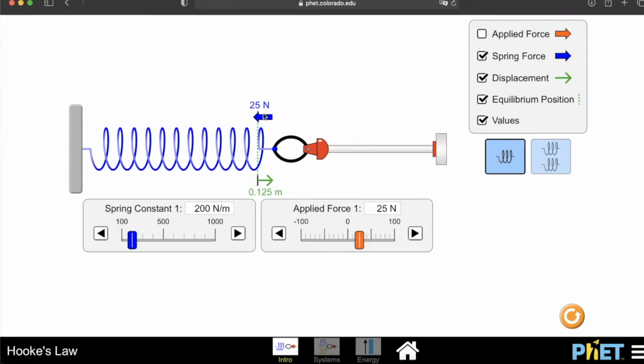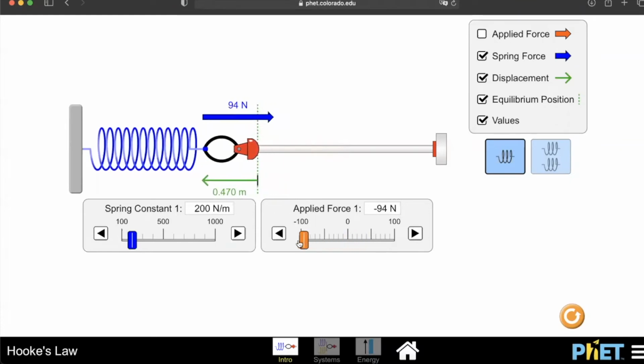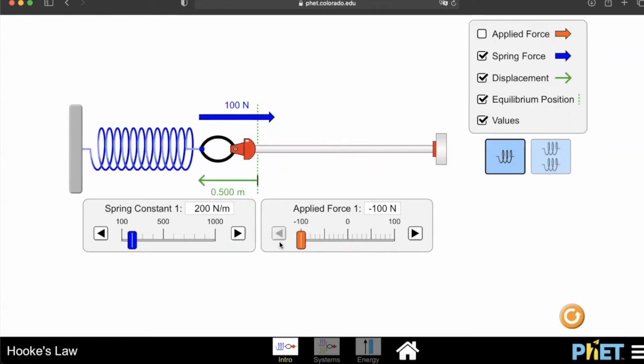So you might start to see a linear relationship between the spring force and the displacement. If we change it so that we're compressing the spring instead of pulling on it, we will see the same relationship. So right now the displacement is 0.5 in the other direction, and the spring force is 100 newtons in the other direction.